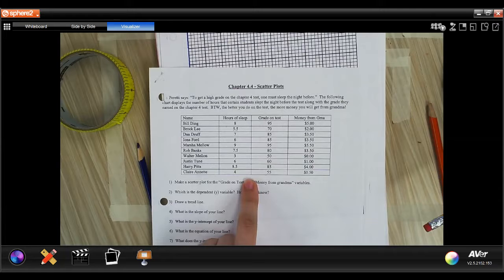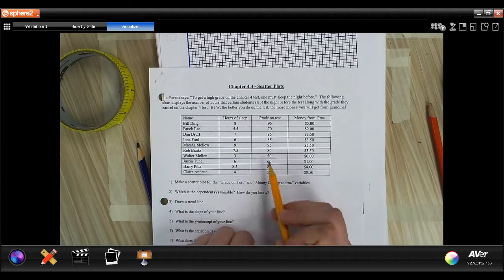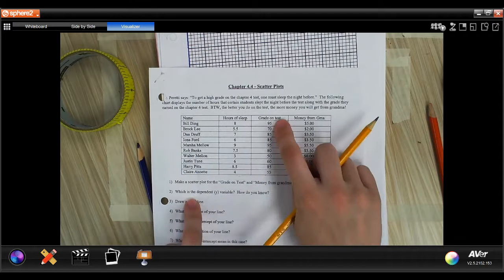And I should add, we need to think about which of these causes the other one. So which one is the independent and which one is the dependent variable? So does the grade cause sleep or does sleep cause the grade? Well, in this case, we should have sleep causing the grade, right? So the dependent variable is going to be your grade.